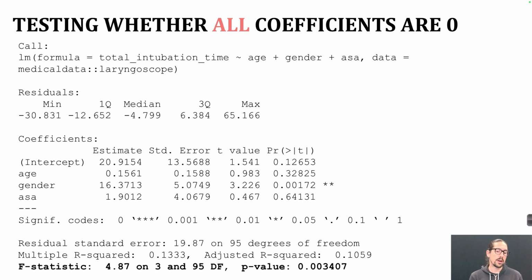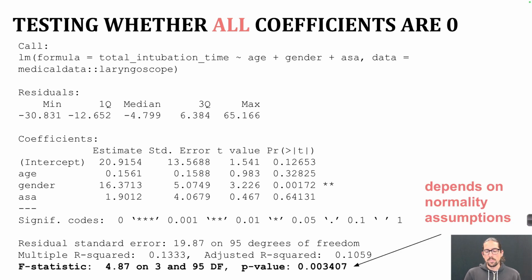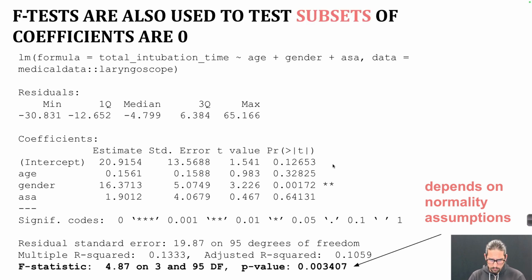So that's comparing your regression model with all of these covariates in it to a regression model that has no covariates, just the intercept, and asking basically, is the R squared different from one model to the other? That's the equivalent. The problem with this is that it depends on the normality assumption. Just like these standard errors, these all depend on the standard linear model assumptions. So I recommend not doing this.